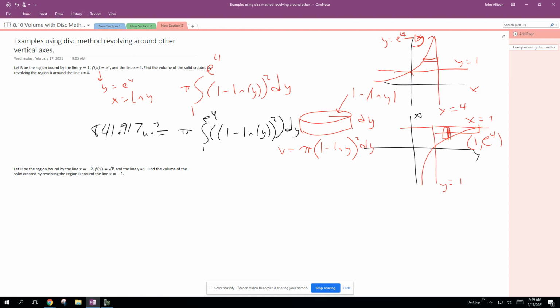Let R be the region bounded by the line x equals -2, f of x equals the square root of x, and the line y equals 9. We're going to find the volume of the solid created by revolving the region around the line x equals -2. Again, let's start by graphing. We have f of x equals the square root of x. This time, x equals -2.